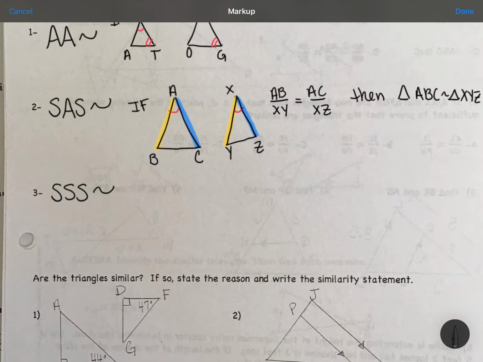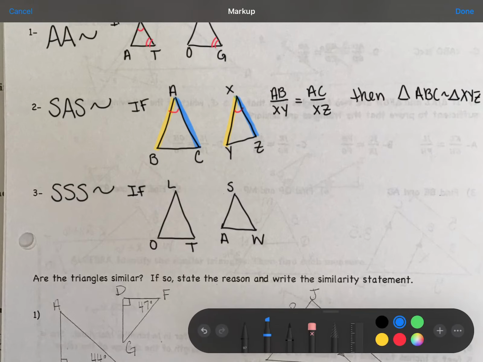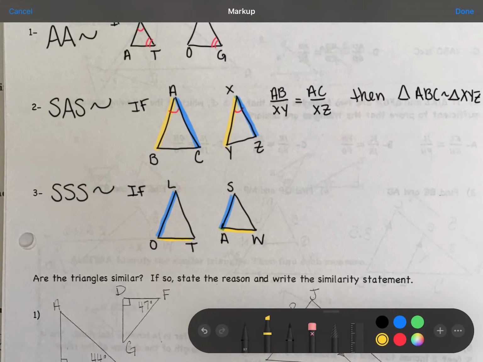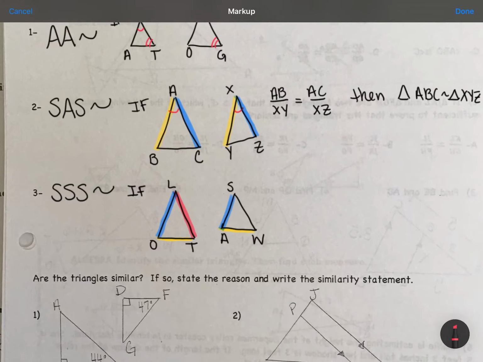The last one is side-side-side. So what do you think you have to have here? That's right, you just have to have 3 sides that are proportional to each other. So we can say triangle LOT and triangle SAW. Who knows, just making up some words here. And so here, I don't know anything about my angles, but I know that my corresponding sides are proportional to each other. So all I'm doing is highlighting the sides that line up with each other. They're called corresponding. They're in the same position.